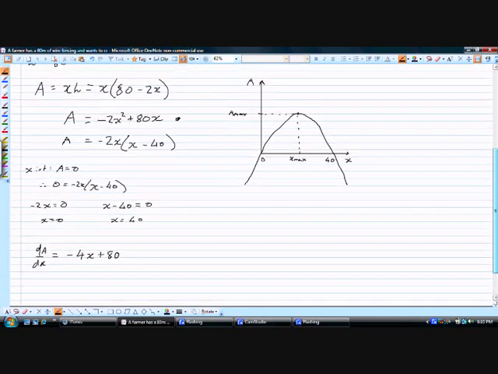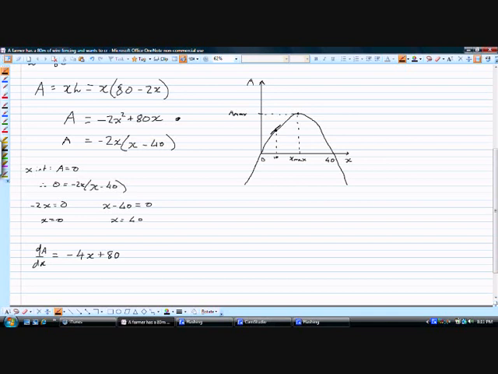Let me just explain what I've done here. dA/dx denotes the gradient of our curve at any point x. In other words, if we were interested in, say, this point here, we'll notice that it has a gradient of minus 4x plus 80, right? And more specifically, if this was, I don't know, 10, then at this point here, you'd find that it has a tangent which has a gradient of minus 4 times 10 plus 80, which would be 40. In other words, the gradient of this point right here would be equal to 40. That's calculus in a nutshell.